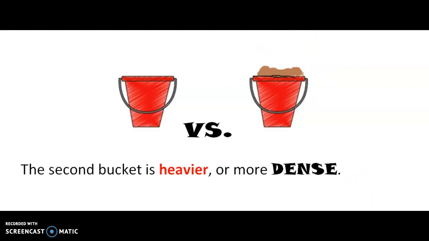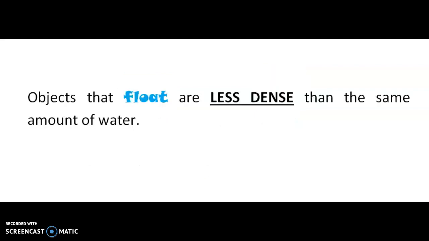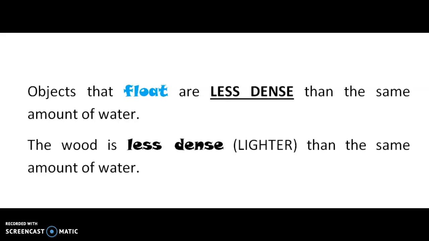Ha più roba dentro, possiamo dire. It's got more stuff. And so objects that float are less dense than the same amount of water. The wood, for example, il legno, is less dense, meno denso, so it is lighter, è più leggero, than the same amount of water, che è la stessa quantità d'acqua.